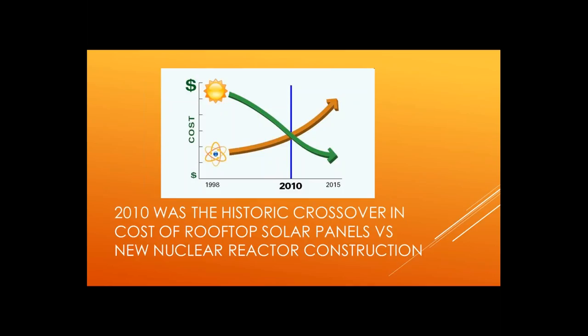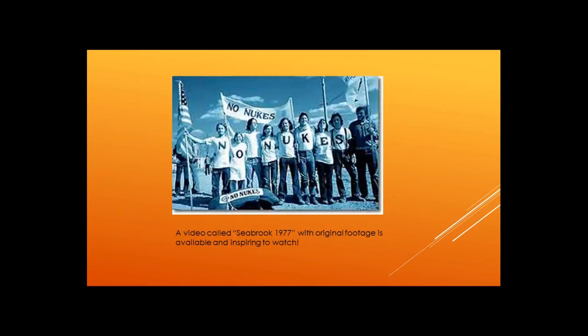Why do you get more solar and wind? Because combined with efficiency, they cost less to produce the same amount of electrical service. In 2010, I think this is for North Carolina, it was a historic crossover point where the cost of rooftop solar panels became more economic versus new nuclear reactor construction.